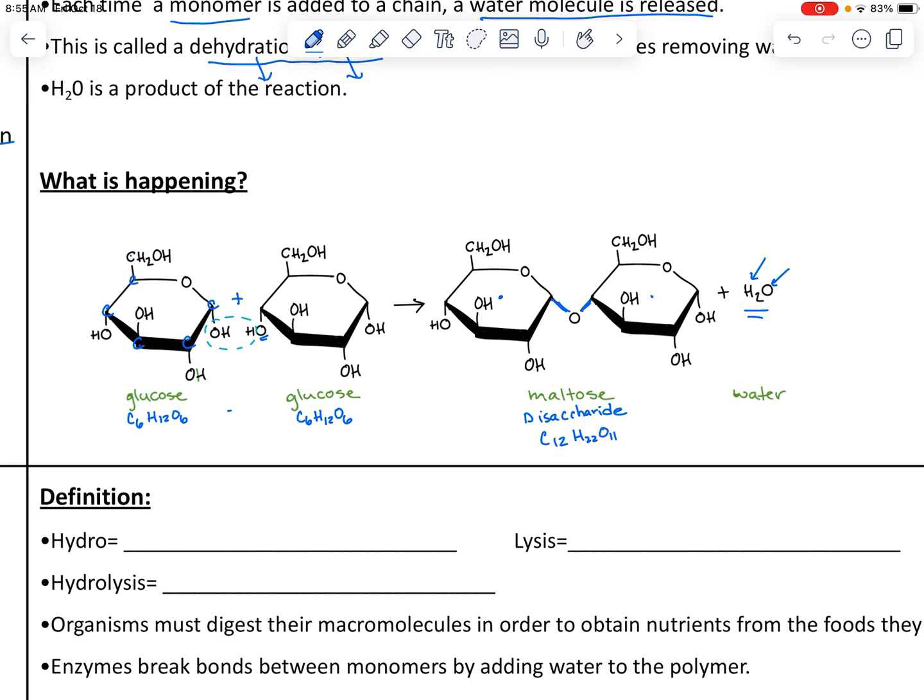We talked about sucrose being a disaccharide. A sucrose molecule is actually a glucose plus a fructose. So we can add that one here, glucose plus fructose. These each would be C6H12O6. Those are both monosaccharides. That gives us sucrose, that's table sugar, plus one water molecule. Milk sugar is actually glucose plus galactose, which gives us lactose plus water.